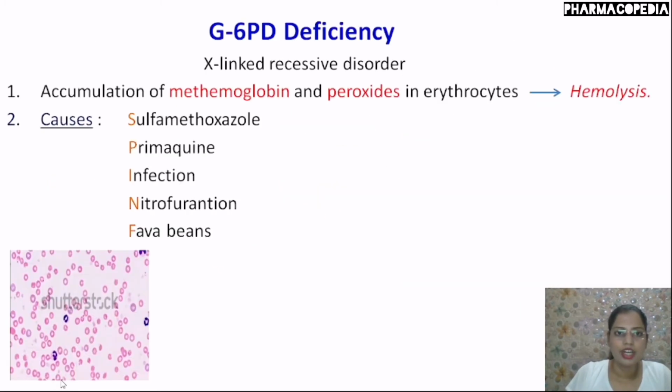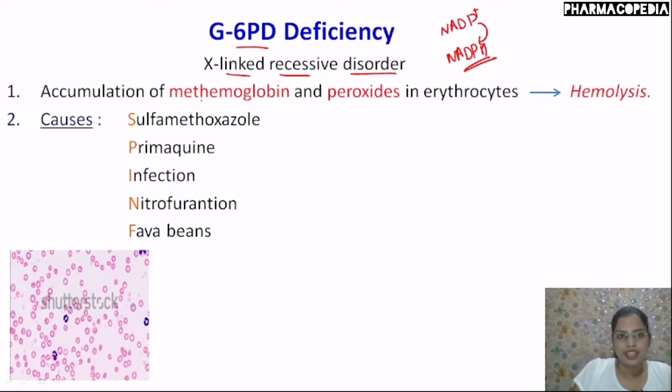Moving ahead to G6PD deficiency. When I talk about this enzyme, G6PD, this is glucose 6-phosphate dehydrogenase. It causes the conversion of glucose 6-phosphate to 6-phosphogluconolactone. In that case, it causes the production of NADPH. Many times I have been telling you this: G6PD deficiency is basically an X-linked recessive disorder. Remember this, that it is an X-linked recessive disorder. It means that there is a mutation on the gene of chromosome X.